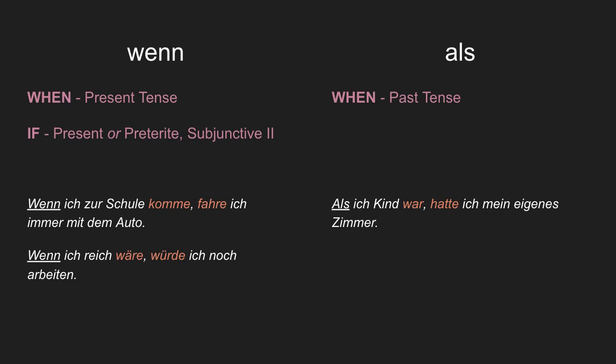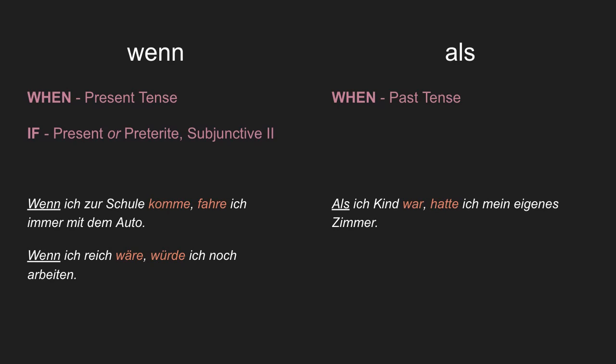So here are a few example sentences. On the wenn side, we have wenn ich zur Schule komme, fahre ich immer mit dem Auto. And you should notice I did mention that when we put a subordinate conjunction at the beginning of the sentence, so with the subordinate clause first, we have two verb moves. So in the first clause, wenn ich zur Schule komme, the verb moves to the end. Immediately after that comma, we have fahre. So our verb has now moved to the beginning of that clause.